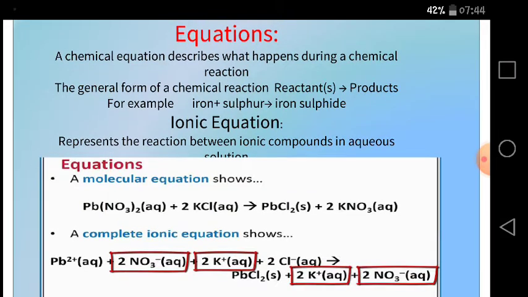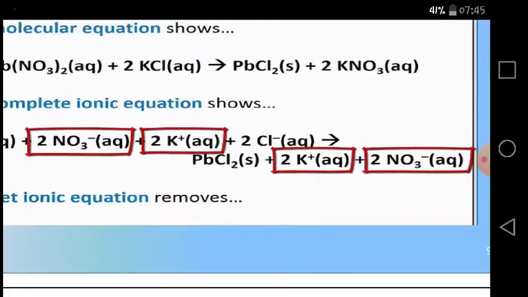Now, dear students, we are focusing on the equations. What is equation? A chemical equation describes what happens during a chemical reaction. The general form of a chemical reaction is the reactants, which are going to convert into products. For example, iron is going to combine with sulfur and form the iron sulfide. The ionic equation represents the reaction between the ionic compounds in aqueous solution. This is the illustration.